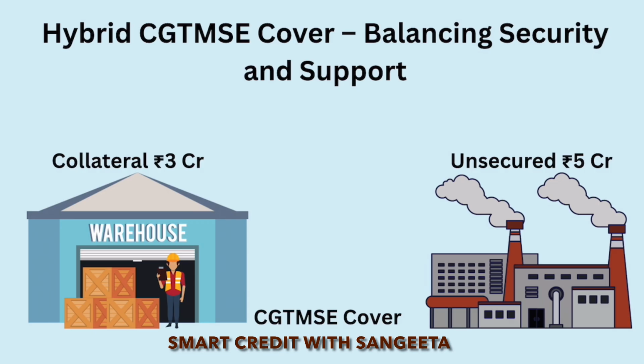Hybrid means you have a security, and the remaining part is CGTMSE. Partial hybrid, partial CGTMSE. In simple terms, hybrid cover allows the bank to use both collateral and CGTMSE guarantee for the same loan. Earlier, if an MSME offered even a small property or machinery security, the loan became ineligible for CGTMSE. But now the secured part stays backed by the collateral, while the unsecured balance receives CGTMSE protection.